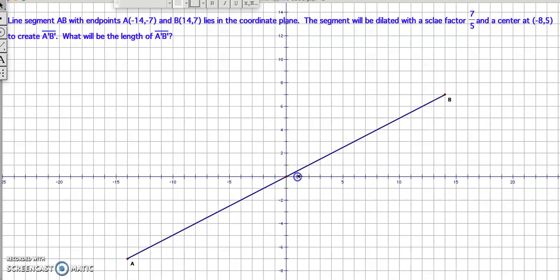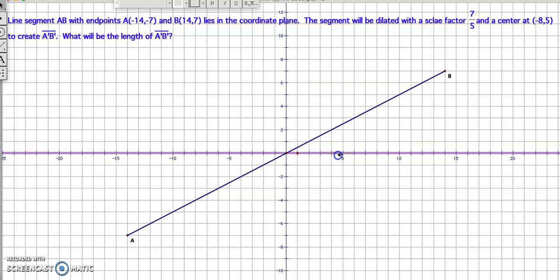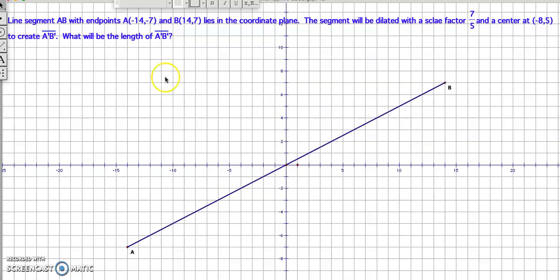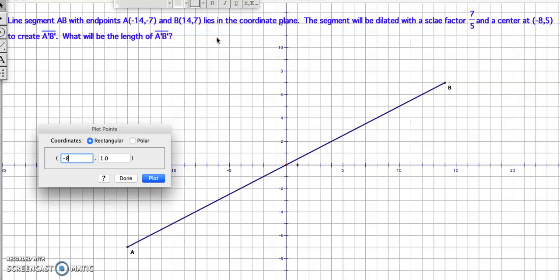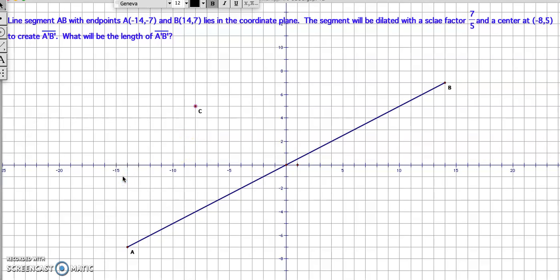zoom in a little bit more because I have a feeling we might actually fall outside of our realm, and I might actually just move this up a little bit so we can actually see what's going on here. Okay, the next thing I want to do is we're obviously going to plot the center, which we have at -8, 5. And we're going to plot that, and we're going to be done. So by the way, 7/5 is 1.4. So in other words, it's going to be 1.4 times bigger, which means this thing is obviously going to be longer on this guy.